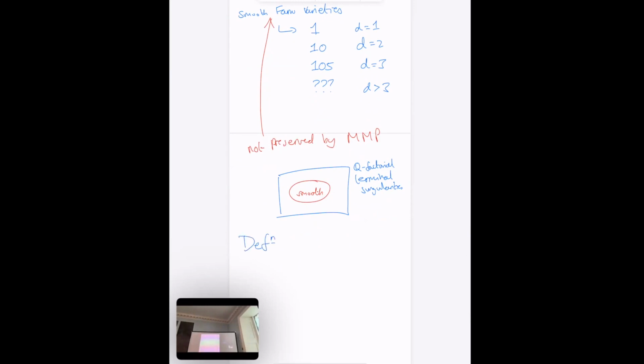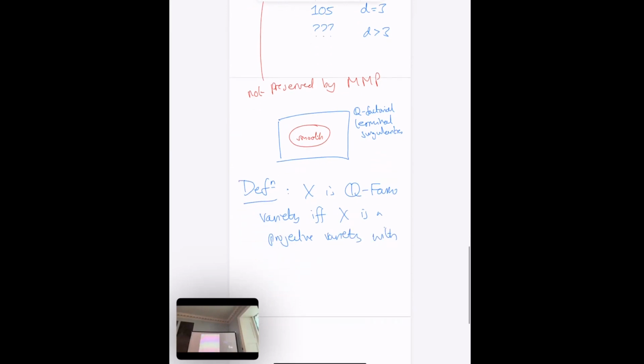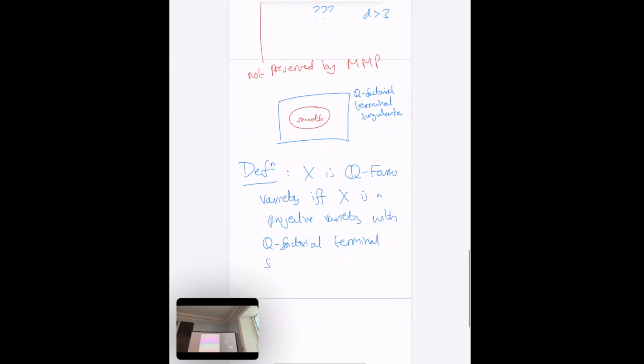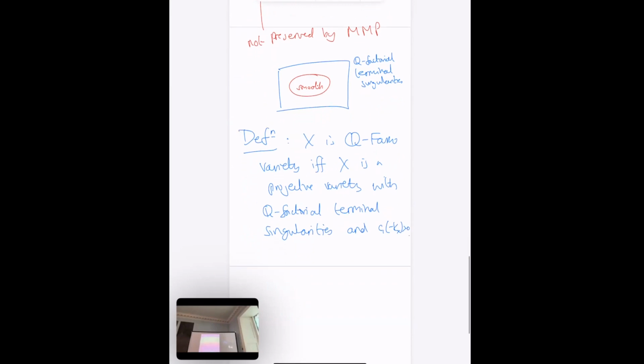So let's make a definition. X is a Q-Fano variety if and only if X is a projective variety with these mild singularities that I'm not going to define in general, but I'm going to define in the case that we use. You can think of this as a mild class of singularities that's natural from the point of view of birational geometry, and the first Chern class of minus K_X is positive.